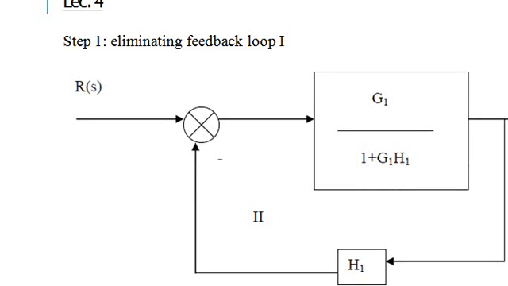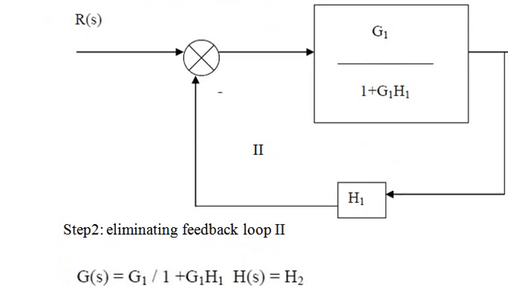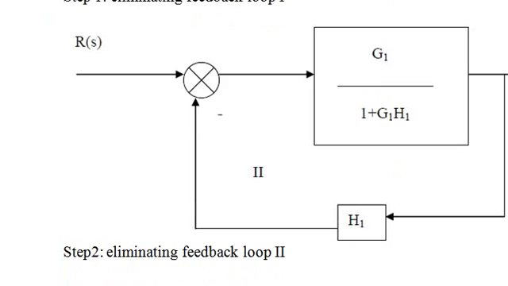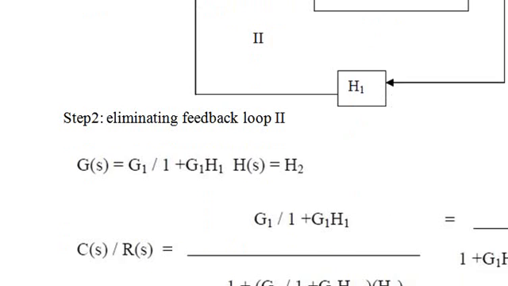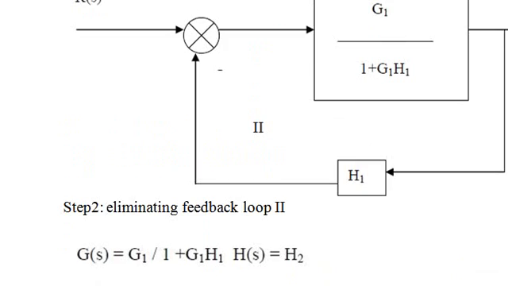This block also has one more feedback loop with the gain h1. Now this will also be taken as g1 by 1 plus g1 h1, and we have g of s. Now we take this c of s by r of s; if we consider this total block as g and this as small h, then it is g by 1 plus g into h. So g1 by 1 plus g1 h1 with h1 is equal to the output.